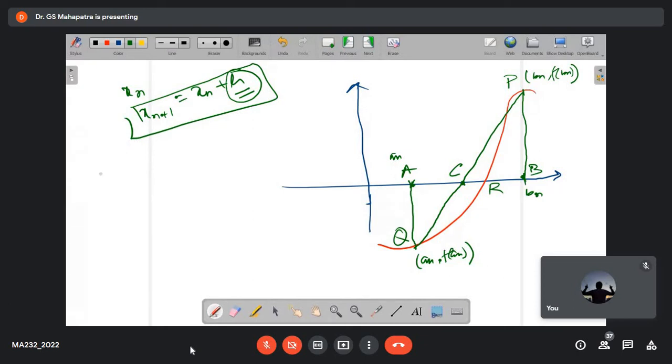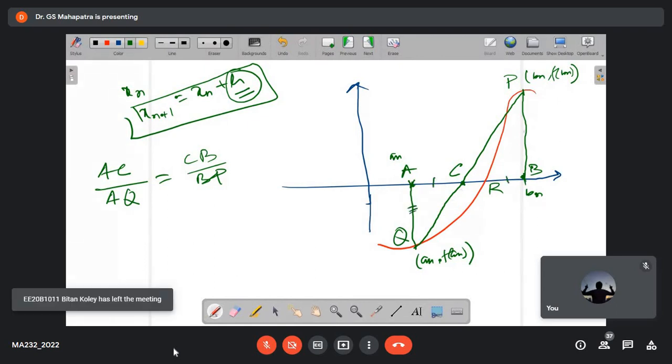Just a few minutes back we have already discussed: AC divided by AQ equals to, somebody should say what is the answer? AC by AQ equals to CB by BP. Correct. This one. So that is the comparison, this one and this one.